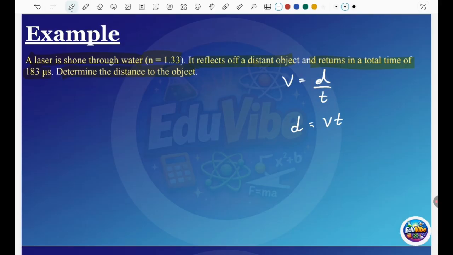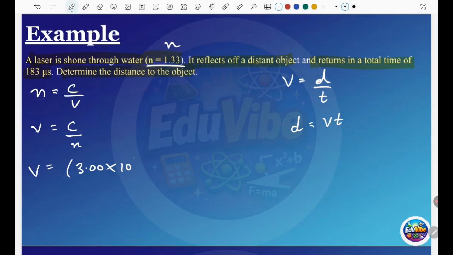So for v, we have the index of refraction, which is n. We know n is equal to c upon v. And we have to find v. So v is equal to c upon n. c is 3.00 times 10 raised to the power 8 meters per second.